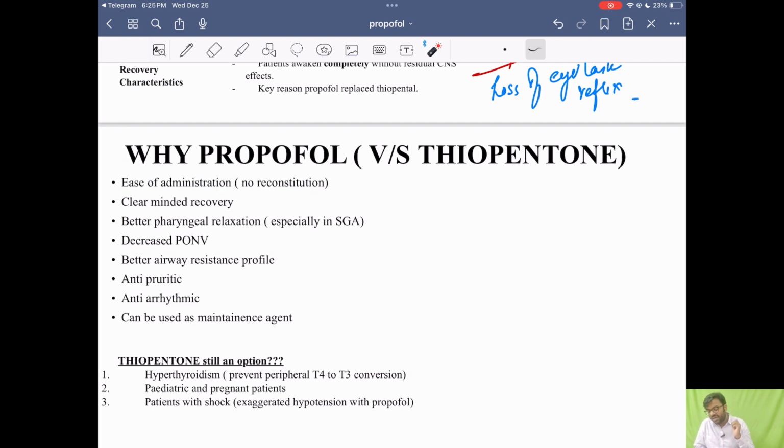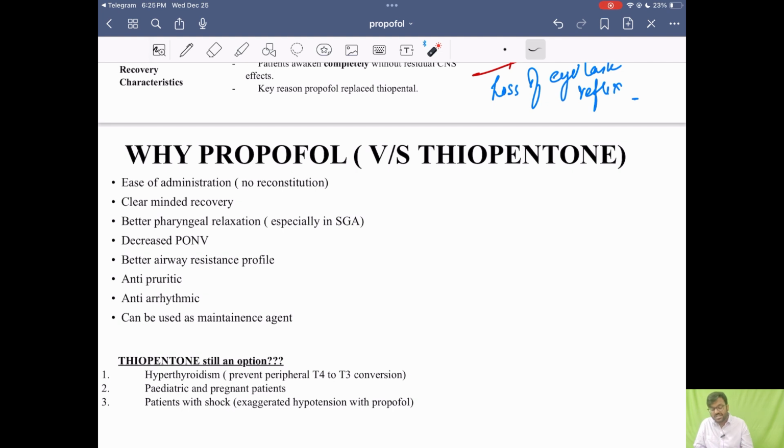Propofol has a very clear-minded recovery. Okay, pharyngeal relaxation is very good. You can use it very nicely. You can use supraglottic airways without causing much response, and there is a reduced chance of post-operative nausea and vomiting.